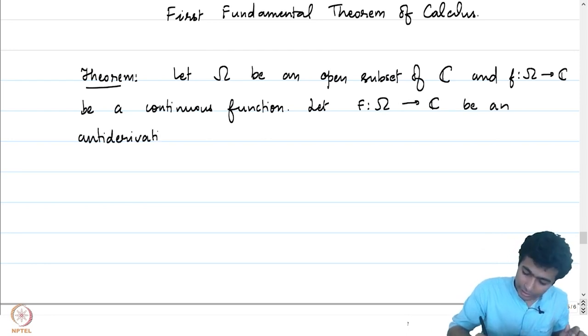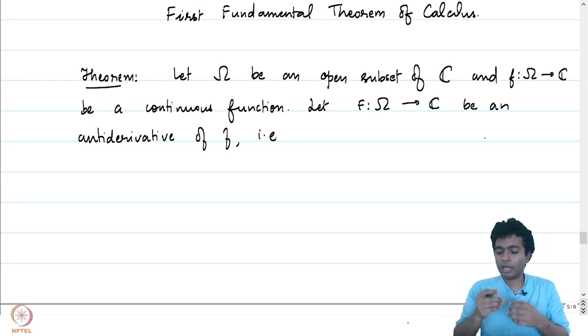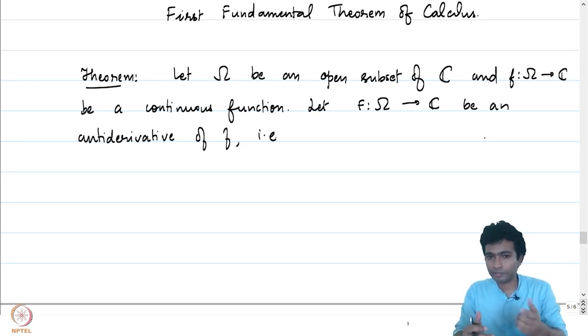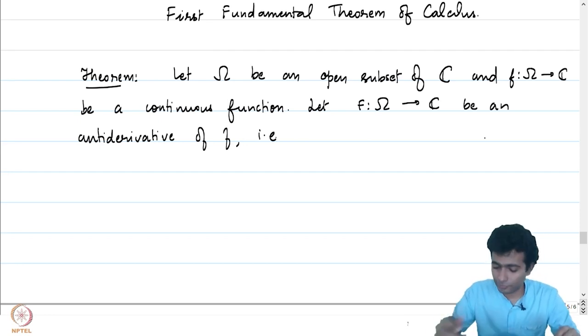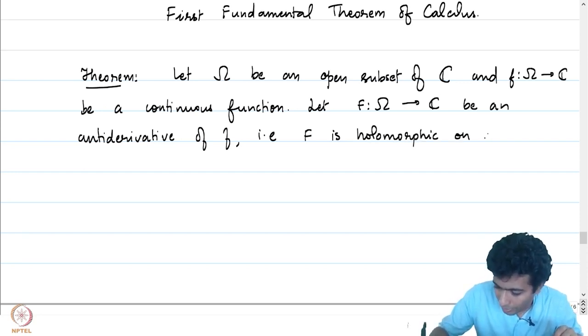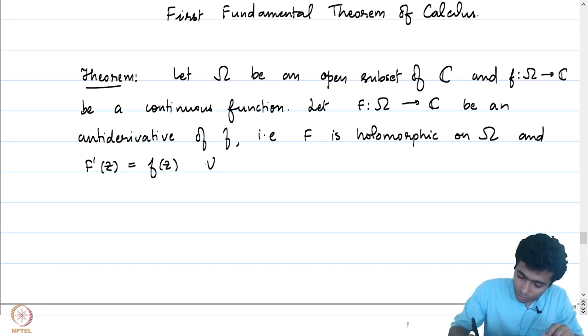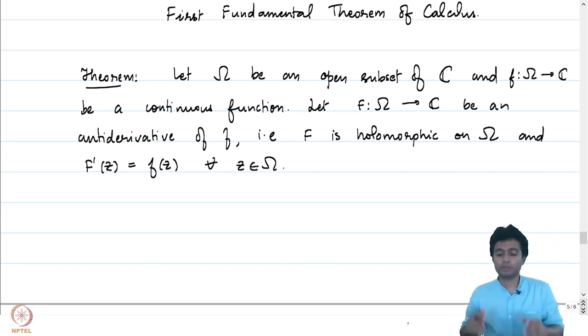What does it mean to say that capital F is an antiderivative of small f? It means our function capital F is holomorphic on omega to begin with. Not only is it holomorphic, but its complex derivative at each point is equal to small f of z. i.e., capital F is holomorphic on omega, and capital F prime of z is equal to small f of z for all z in omega. So, this is the meaning of capital F being an antiderivative of small f.